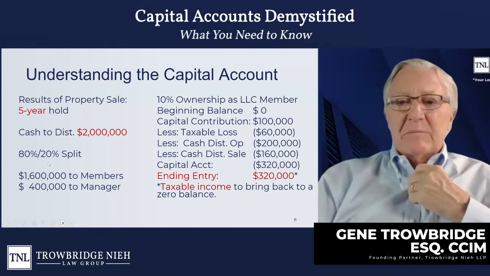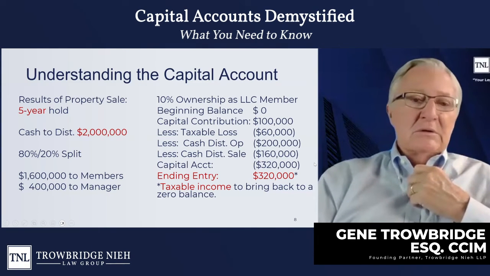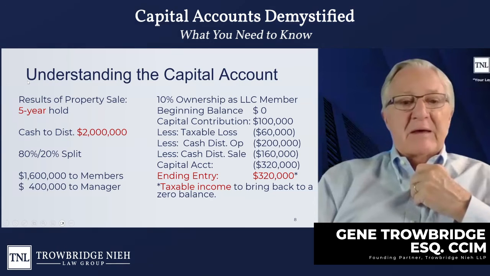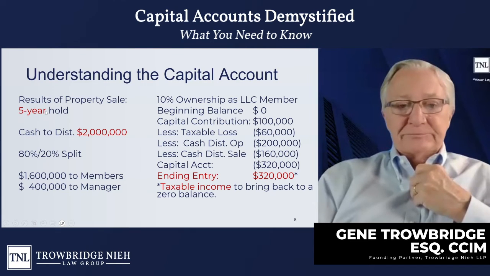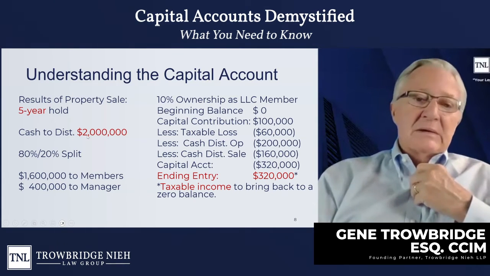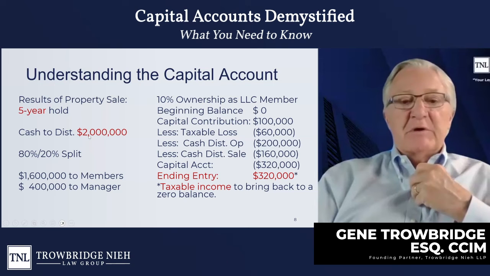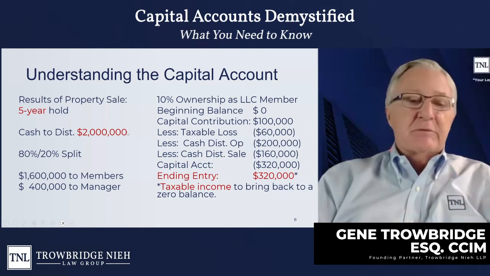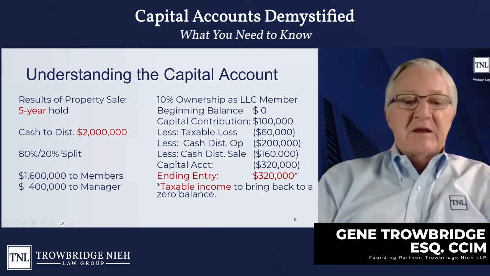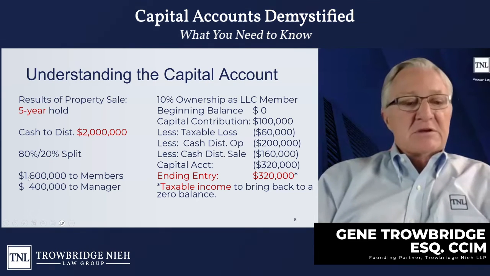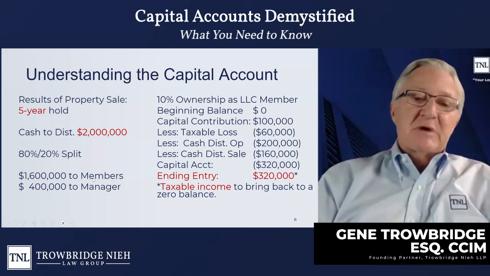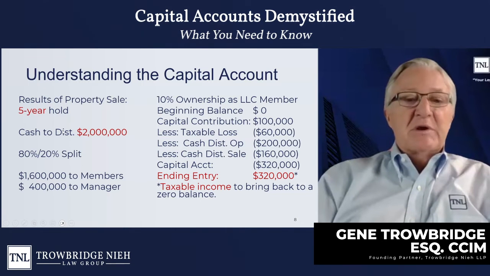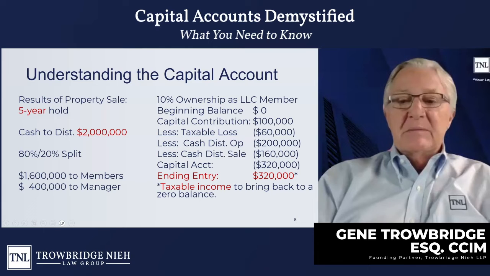Now let's look at what might have happened in the whole holding period of the property. After a 5-year hold, the property sells, we pay all the bills, and we have $2 million of cash to distribute. We're still in an 80-20 split. So $1.6 million goes to the members, and 20%, which is $400,000, goes to the manager.